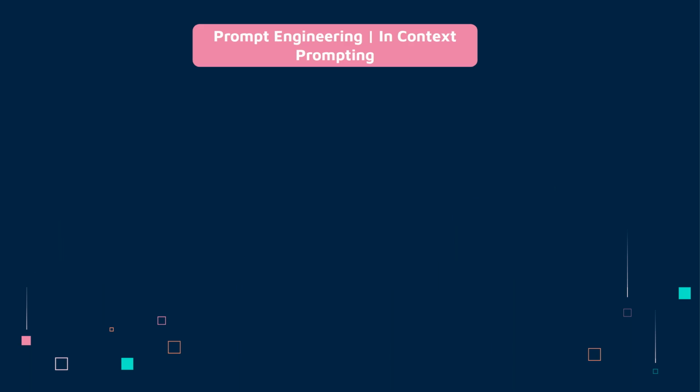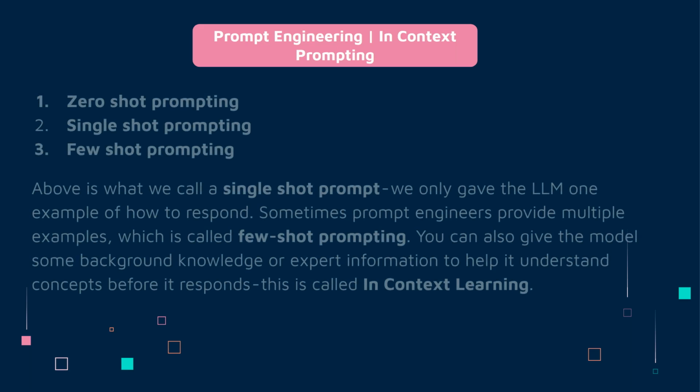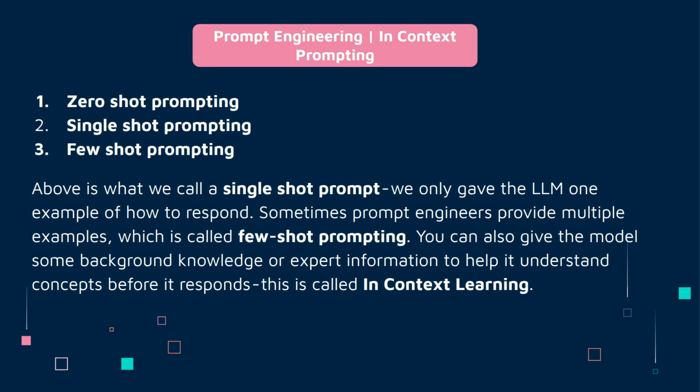Okay. So now let's move on to something that we call in context learning, which we'll look at in a moment. There are different types of prompting. One of the things is single shot prompting, few shot prompting, zero shot. Okay, yeah, let's look at those.